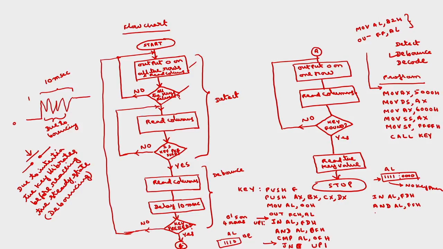So, the result is: compare AL comma F0H. Here the ANDing makes this 0, so F0H, F0H. So this is anyhow 0. If these 4 bits are 1s, then this will be F0. If these 2 are the same, it means no key is pressed. So, jump on equal up to. If this is true, if these 2 are equal, it means no key is pressed. So I have to wait until the key is pressed. Okay. For that I have to wait here in the loop up to.